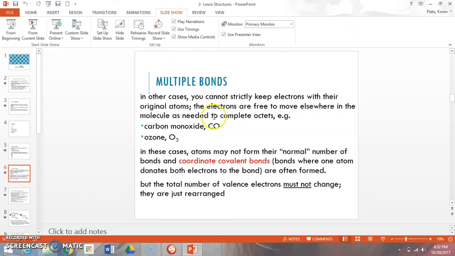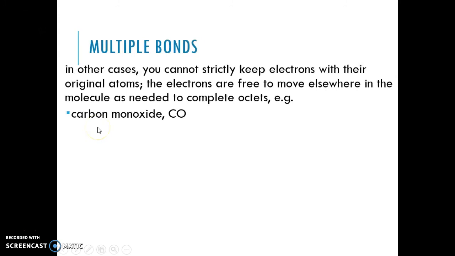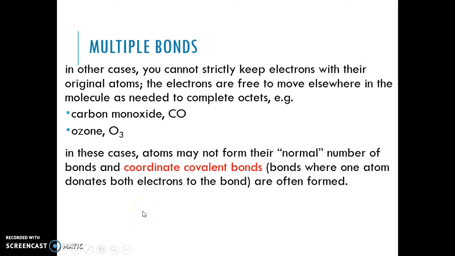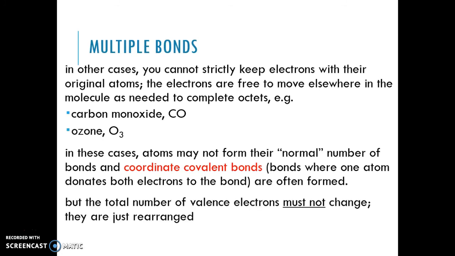Okay, and here's the idea that we need to take a look at. In this case, you've got not the normal number of bonds. Sometimes you get the coordinate covalent bond, which is where both electrons are donated by the same atom. But remember that the total number of valence electrons can't change, and you have to account for the full valence of 8 electrons in each atom with the bonds.